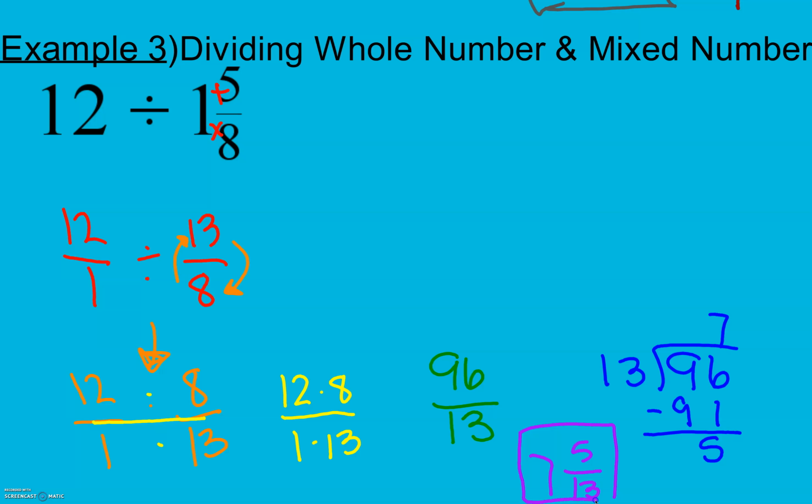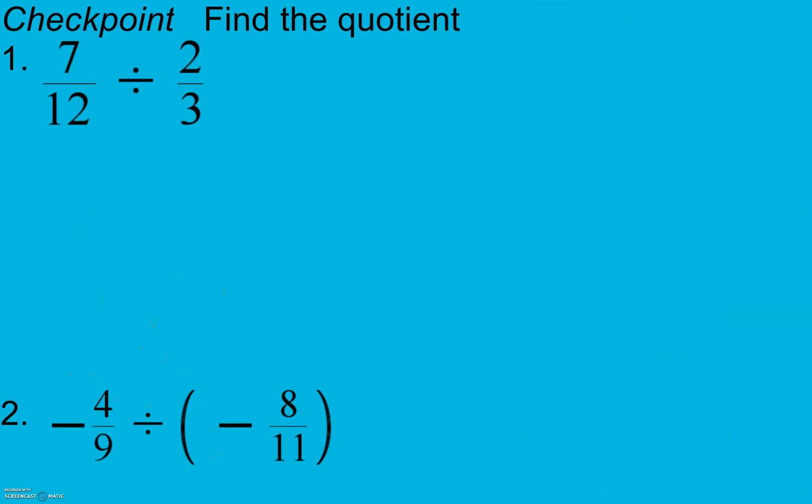Remainder over denominator. Here, we're going to find the quotient, which means we are going to divide. So number 1, I have 7 twelfths divided by 2/3. My 7 twelfths stays. When we divide fractions, we change to multiplying by the reciprocal. So instead of 2/3, I have 3 halves. When we multiply fractions, we multiply straight across. So I get 7 times 3 over 12 times 2.